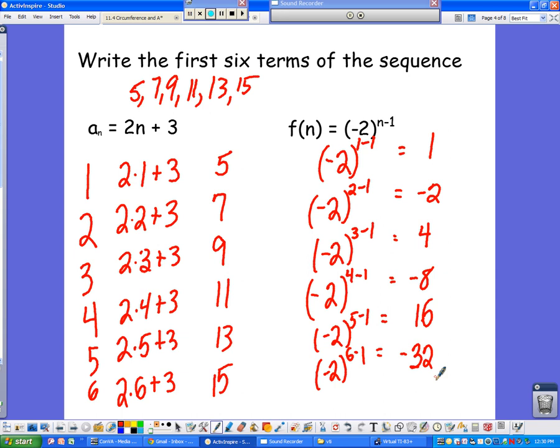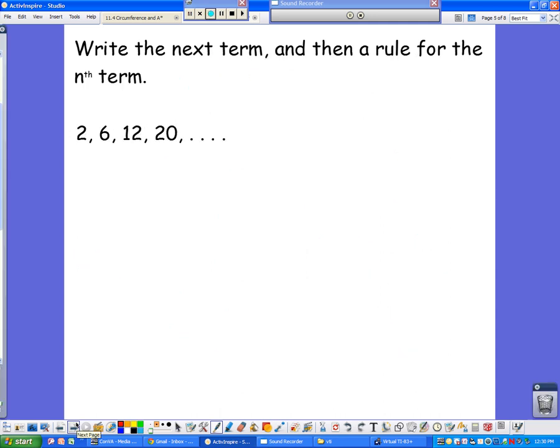Okay? All right, well, we're writing a rule. Let's take a look at this example. Now, when you're writing a rule, the rule has to be able to apply to all of the problems. So, for example, we want to write the next term and then a rule for the nth term. So 2, 6, 12, and 20. So we want to be able to write the next term. So remember, easiest way to do this is think about, okay, this is our first term. This is our second term. This is our third term. And then this is our fourth term. Okay? So we've got to do something to 1, 2, 3, and 4.